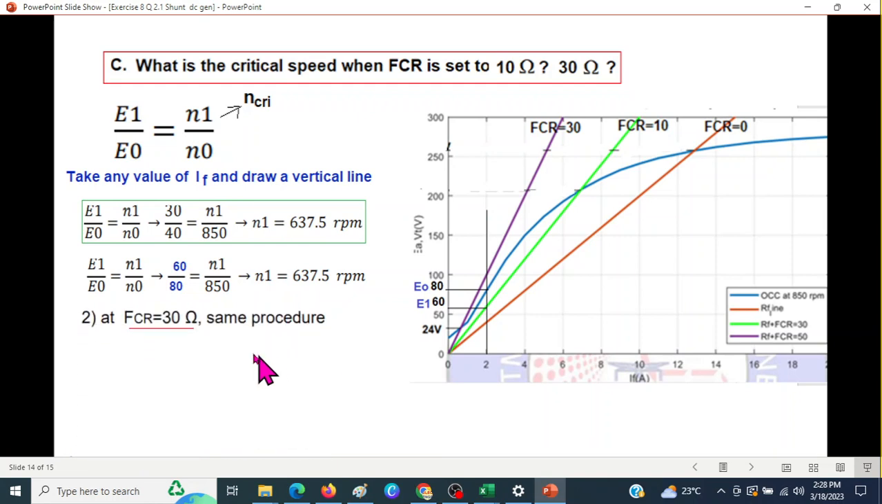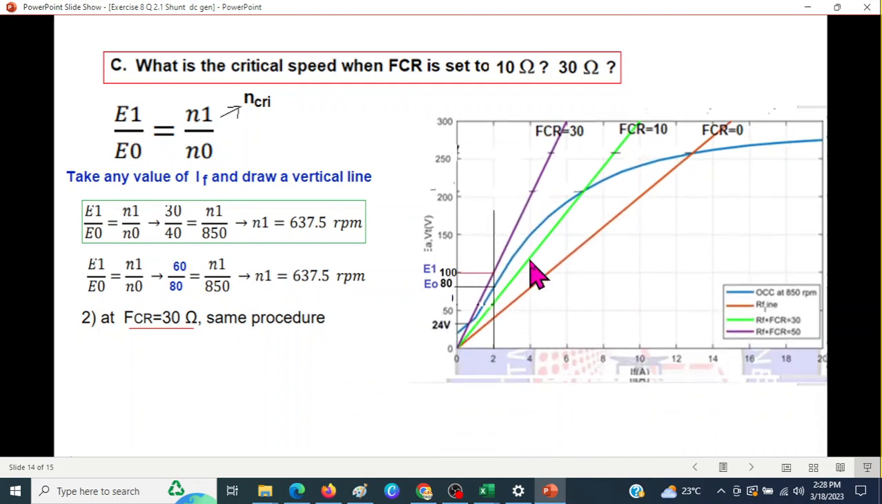In the second case, for FCR 30, this is the curve we'll use to calculate and compare with the OCC. So now we are comparing with the OCC: the intersection is EO, and the intersection with the RF line is 100, that is E1. So putting these values in again, you can see N1 is 1062.5 RPM. As we are going up, the speed is increasing.